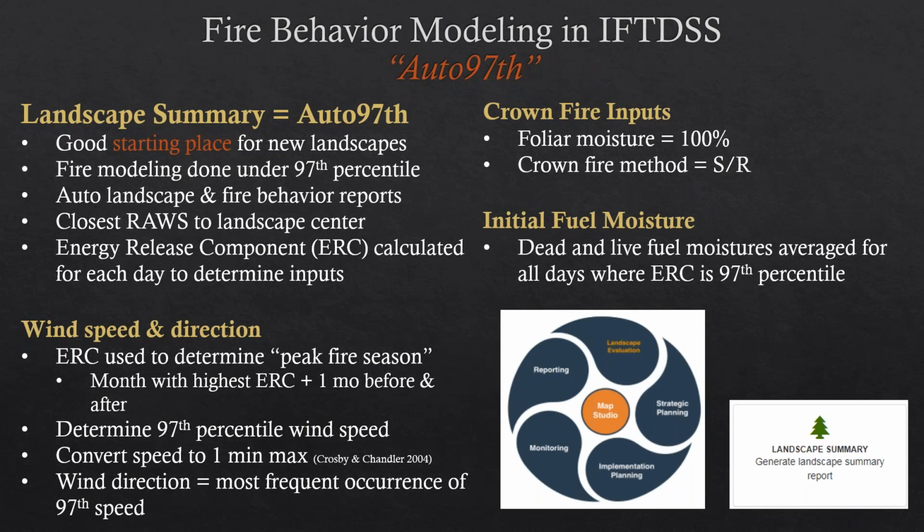And then for the crown fire inputs we talked about, by default, it's always 100% foliar moisture, and it's always the Scott and Reinhardt crown fire method. So that's not really linked to percentile, but that's the more extreme conditions. And then for initial fuel moistures, rather than just doing that 3-month peak fire season window, it calculates the dead and live fuel moistures for all the days where ERC is 97th percentile and above, and it gives you an average. So it's just, like I said, a good starting place for new landscapes.